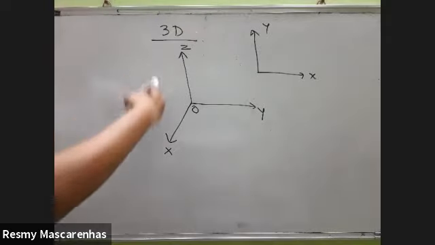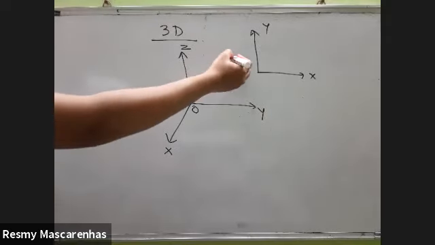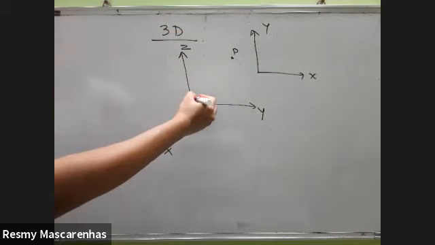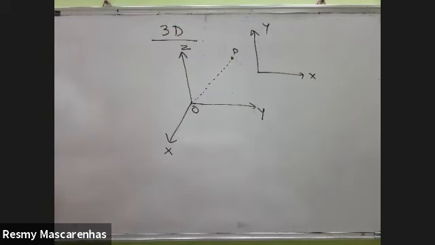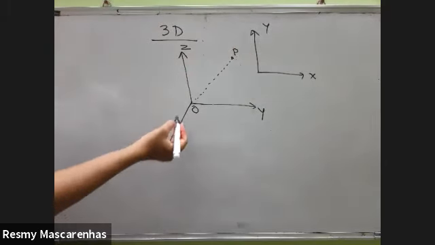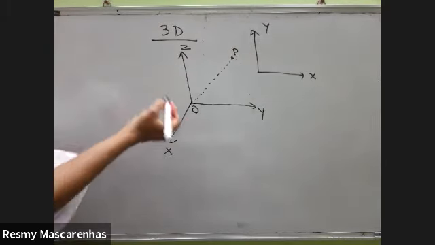Consider any point in space, say a point P. With reference to the origin, we join that point. It will all be there in the notes, so no need to write it again. So this is P.